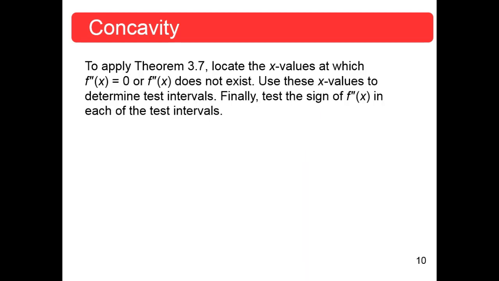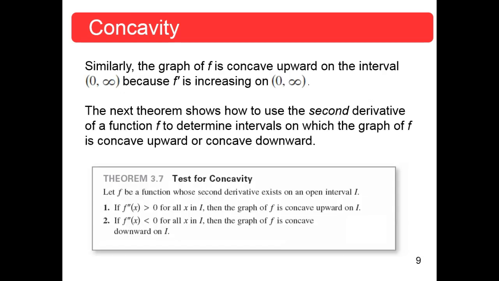Concavity. Okay, now to apply theorem 3.7, locate the x values at which f double prime is 0. Hey, this sounds familiar, doesn't it? Or where f double prime doesn't exist. Okay, now let's go back here for a moment. We said that f is a function whose second derivative exists on an open interval I. Well, if it doesn't exist, it's neither concave up or concave down at that point because it has to exist. So that might be a suggestion of where you might have a change of concavity.